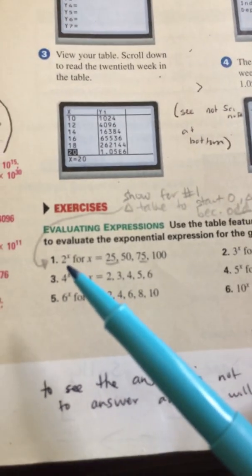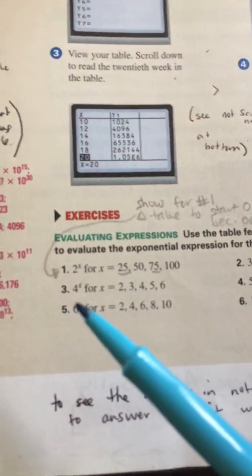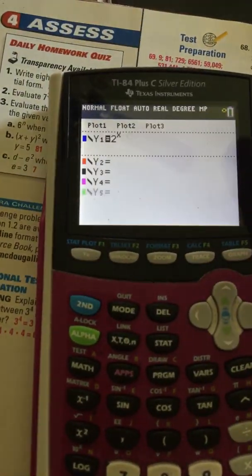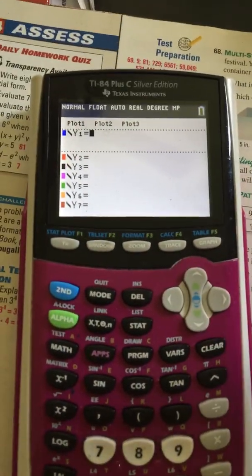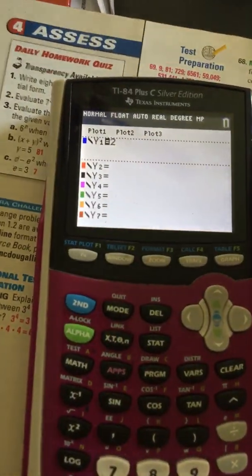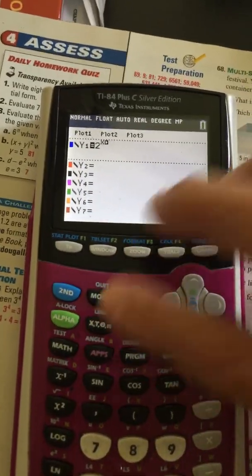Okay, so that's what they did here. Now, for homework, you will be doing the odds. Like to change it for number 3, we would go back to y equals. We would hit clear to clear out what was in there, and then we would do it again. Let me show you one more thing about this. I'm going to put it back in: 2 to the x power.